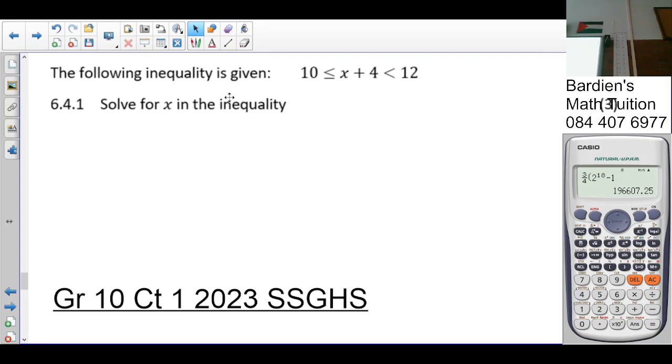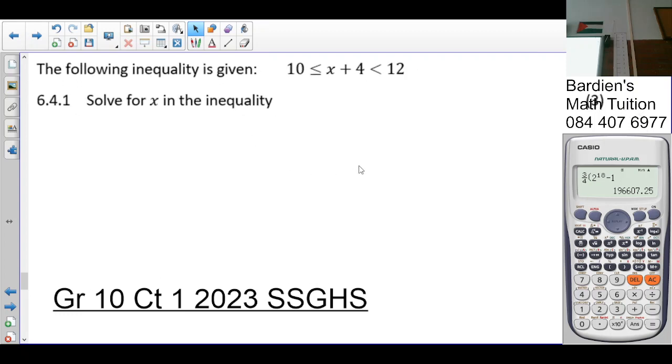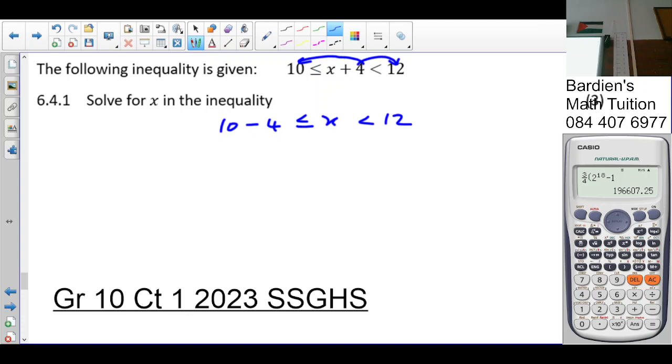Okay, in 6.4.1, the question says solve the following inequality. Solve for x in the given inequality. So as you can see, it's a 2 in 1, so that 4 goes both ways. As you can see, x plus 4 is greater or equal to 10, but x plus 4 is also less than 12. So it goes both ways. So it's 10 minus 4 has to be less than or equal to x, which is less than 12 minus 4. So x is greater than or equal to 6, which is less than 8.